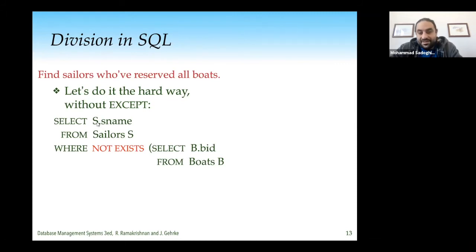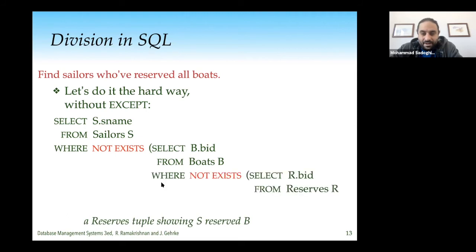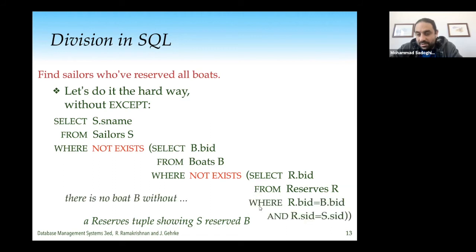So I am going to select a set of sailors for which some condition doesn't hold, or for which no result is being returned. Inside that, I am going to select all boats. For every boat, I want to make sure it doesn't exist a reservation for that particular boat and that particular sailor. And if there are no boats that satisfy this, then that sailor is selected.